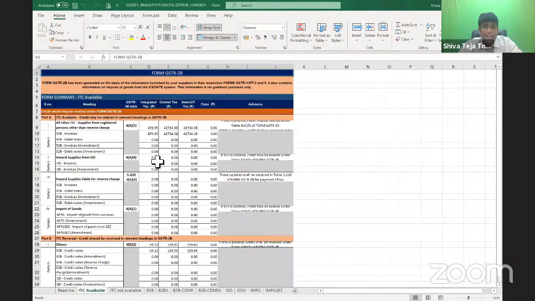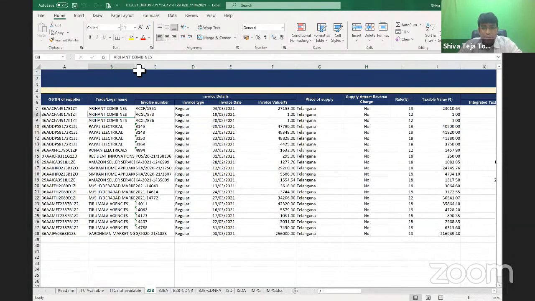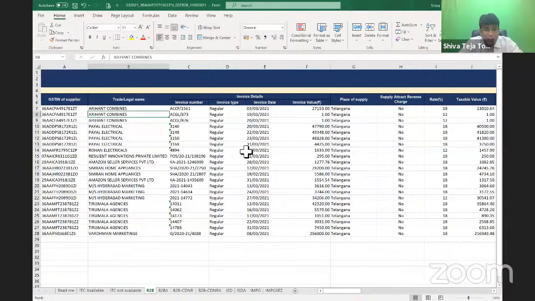And here, when I go to ITC available, I can see the total credit I have got with respect to the B2B invoices. And I can also see the details of that B2B, in terms of trade name and legal name. Here you can see all the entities, but I'm not able to find Sai Krishna Electricals, which we discussed in GSTR 2A. You would have seen that in GSTR 2A there is an entity, Sai Krishna Electricals, which is reflecting in GSTR 2A, but it is not reflecting in GSTR 2B.